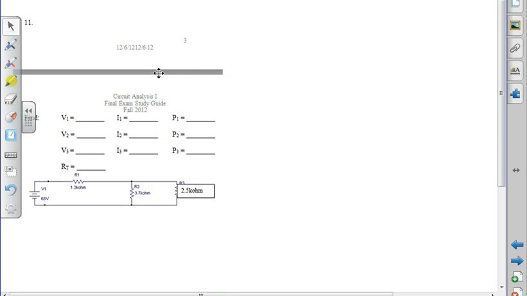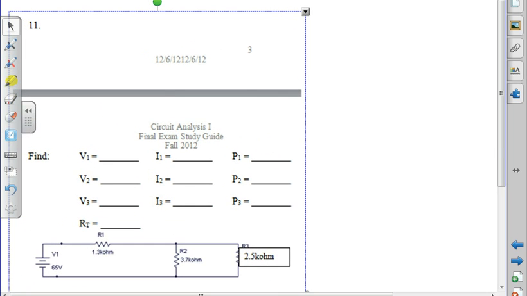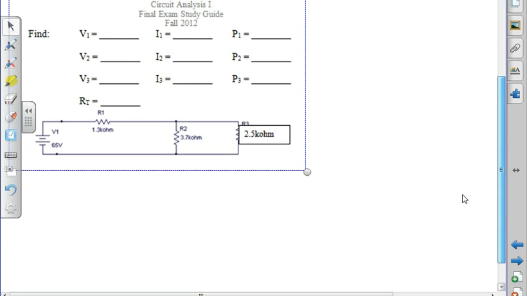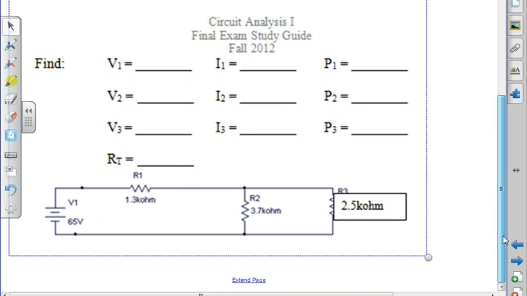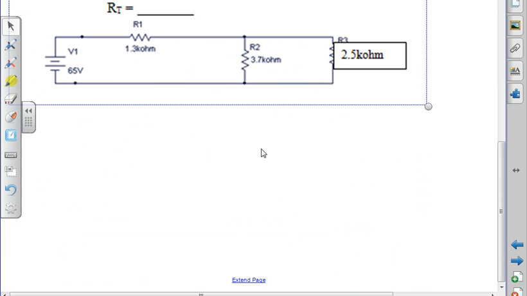Okay, so what do you think I ought to do first? You know, if I was in a better classroom, we could have you guys go to the board and solve the problem for me. Okay, the first thing I need is what? Resistance total. Resistance total, correct.